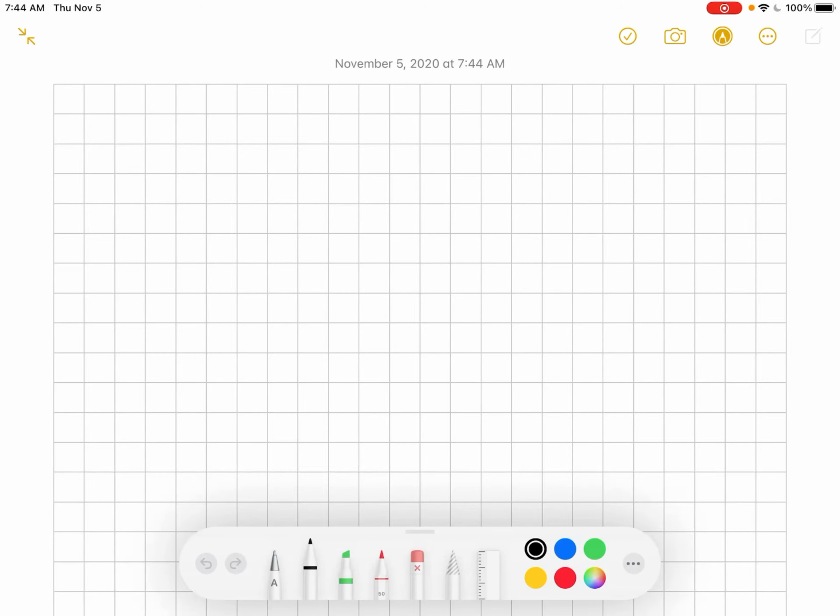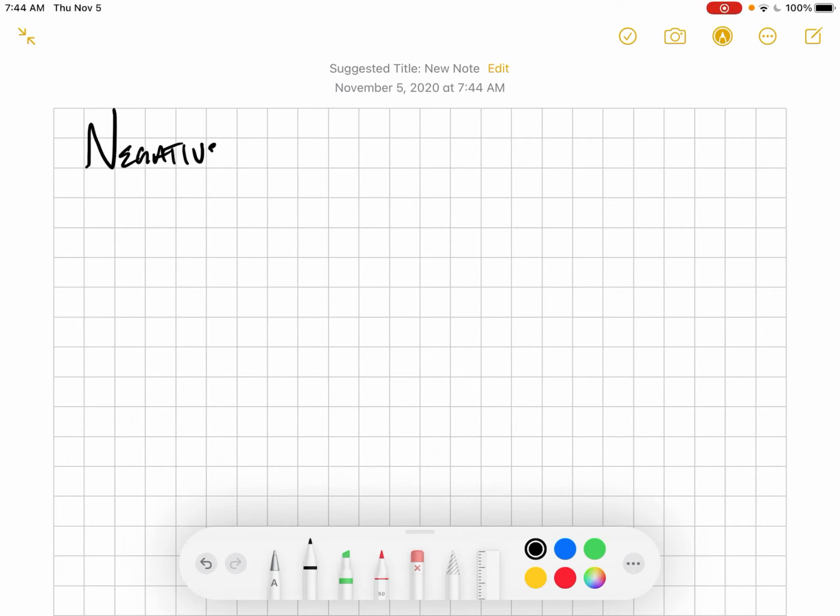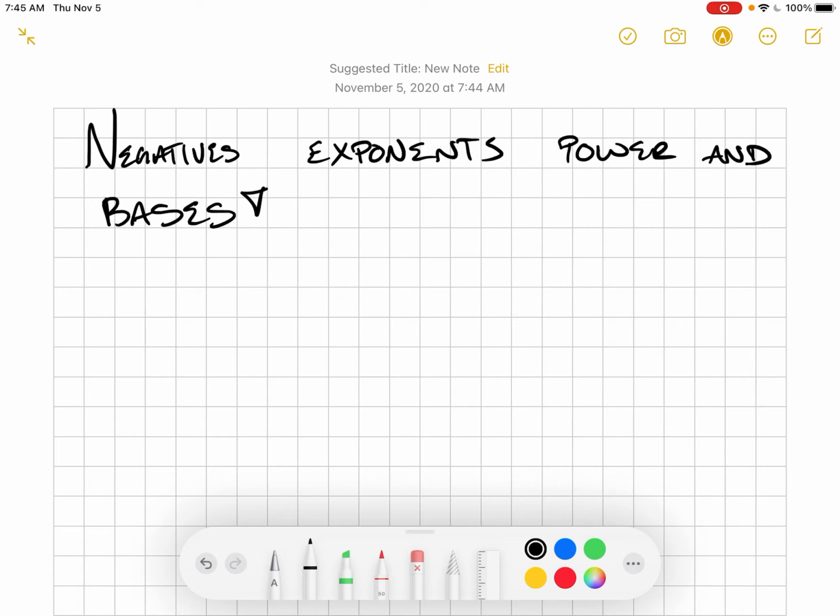All right, guys, today I'm going to go over with you real quick negative bases. Negative exponents, we'll say first. Exponent powers and bases. We're going to go over power and the base. So let's start with negative powers.